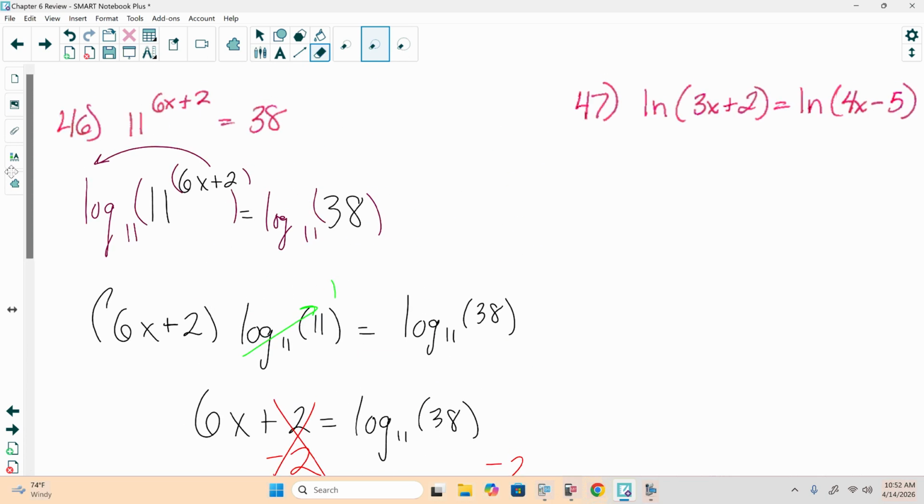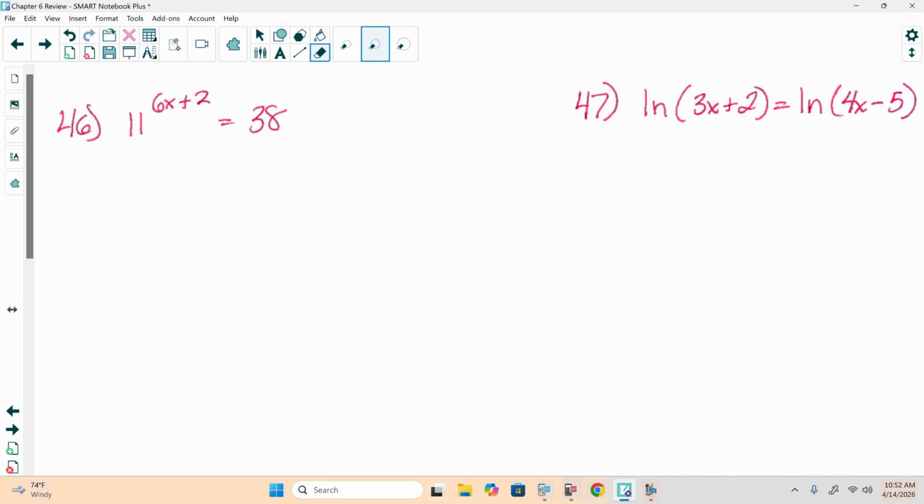Before we move on to the next one, let's look at 47. Natural log of 3x plus 2 is equal to the natural log of 4x minus 5. Again, this is our one-to-one property. We have logs on both sides, one log equal to another log. And the only way this is true is if what's inside the logarithms are also equal. So the only way the natural log of 3x plus 2 is equal to the natural log of 4x minus 5 is if 3x plus 2 is equal to 4x minus 5.